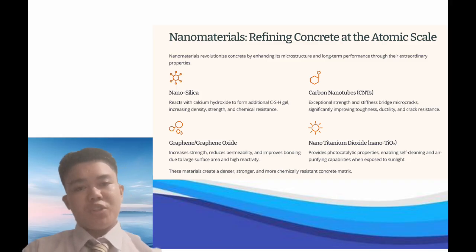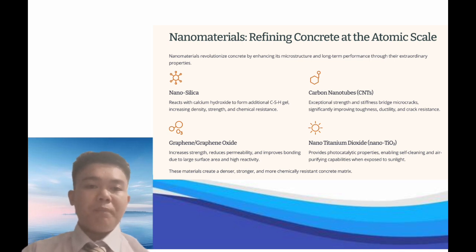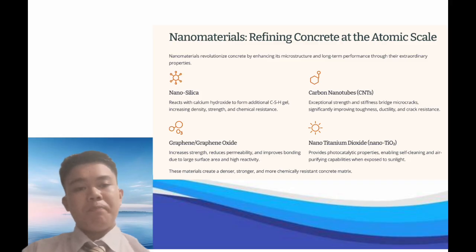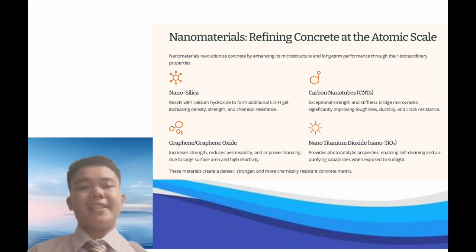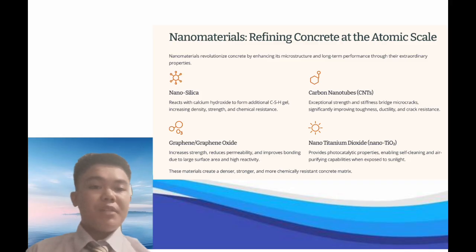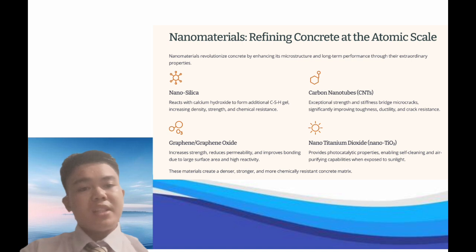This leads to a denser, more refined microstructure, reducing porosity and blocking pathways that allow water, carbon dioxide, and chloride ions to enter. As a result, concrete becomes far more durable and chemically resistant. Nanomaterials also enhance mechanical performance by acting as nano-reinforcement, bridging microcracks and preventing them from growing, which boosts the compressive, tensile, and flexural strength of the concrete.